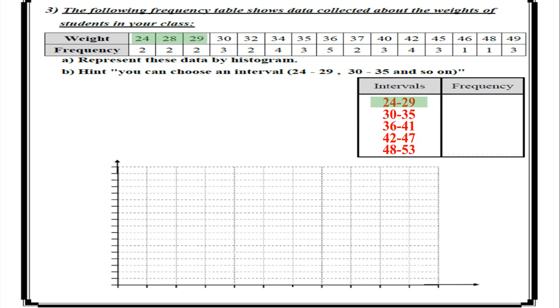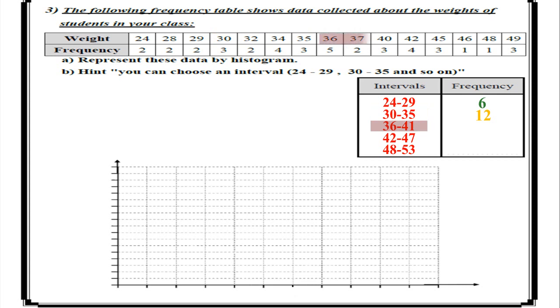In 24, we have 2 students, 28, 2 students, and 29, 2 students. So the total number of students is 2 plus 2 plus 2, which is equal 6. The second interval is 30 to 35. I have 30, 3 students, 32, 2 students, 34, 4 students, and 35, 3 students. So the total number of students is 3 plus 2 plus 4 plus 3, which is equal 12.